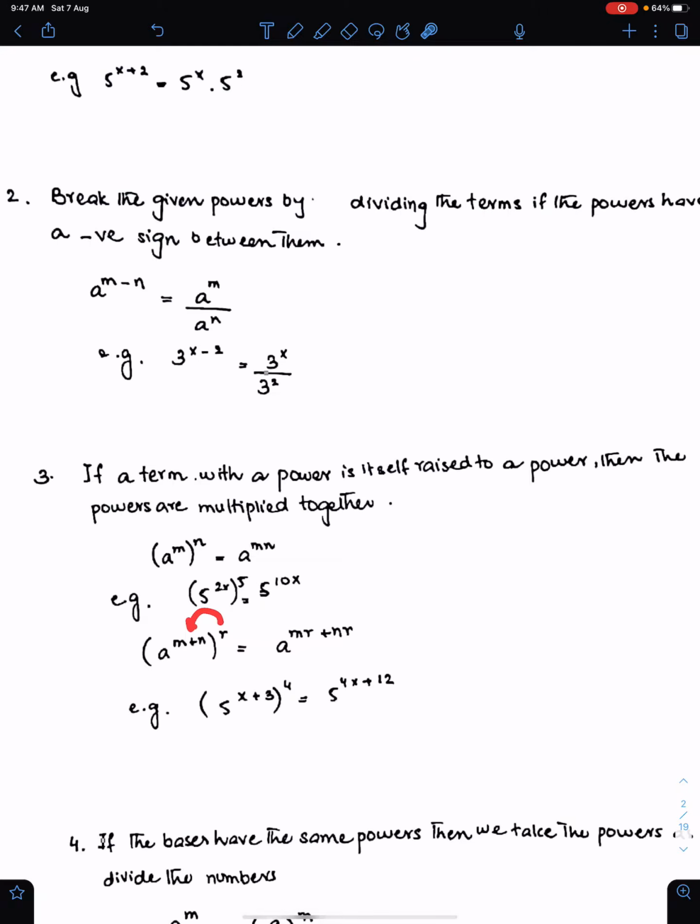Similarly, this r will be multiplied with both m and n. So we have a to the power mr plus nr. Here this 4 will be multiplied with these two, x and 3. So 4x plus 12.